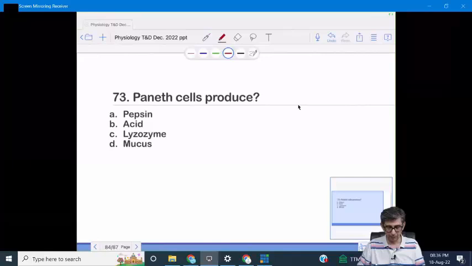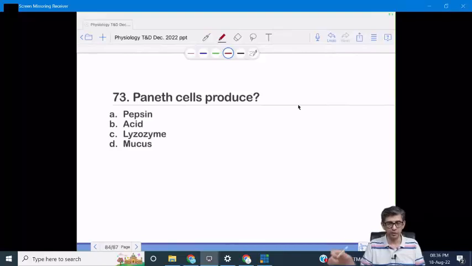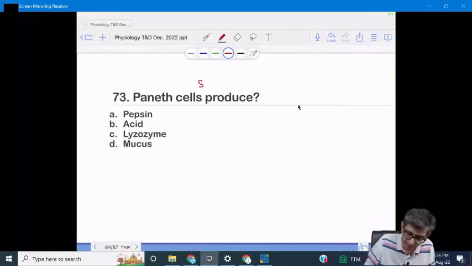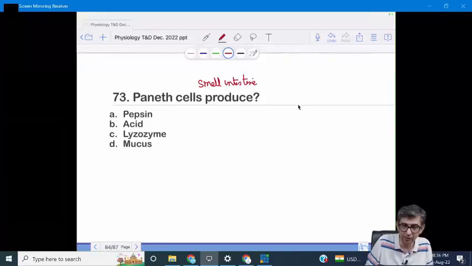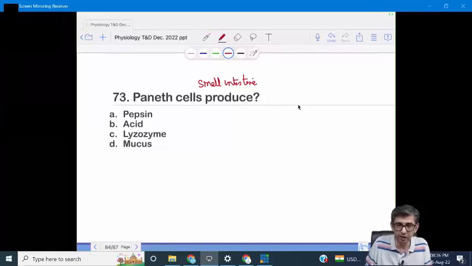73 is Paneth cells produce. I think Paneth cells would be present in the small intestine, mainly with respect to the duodenum. And the main function of the Paneth cells would be that they would be responsible for helping in killing of bacteria by producing lysozyme. Answer to 73 is option number C.